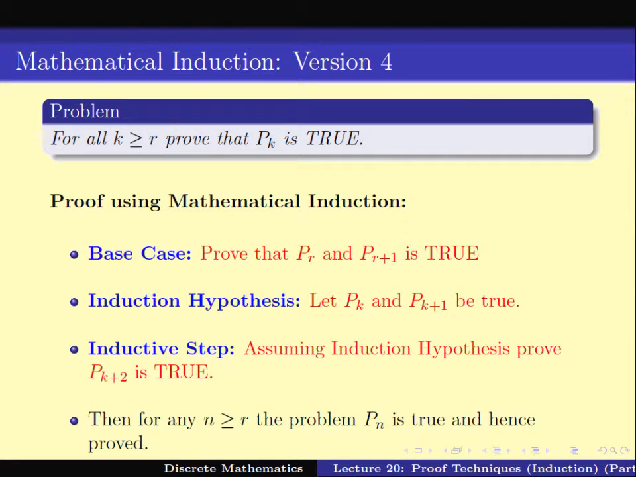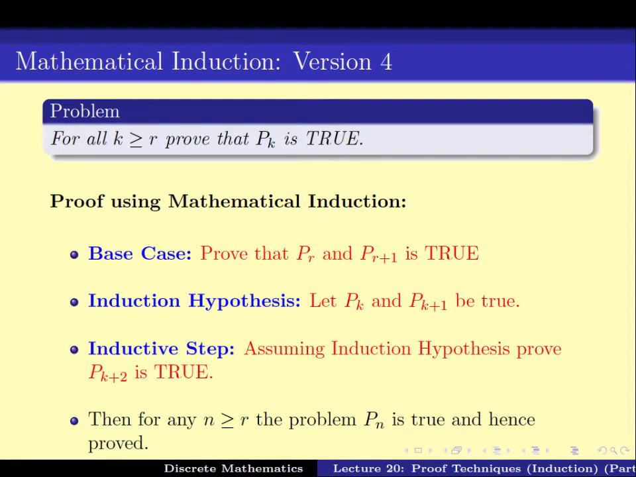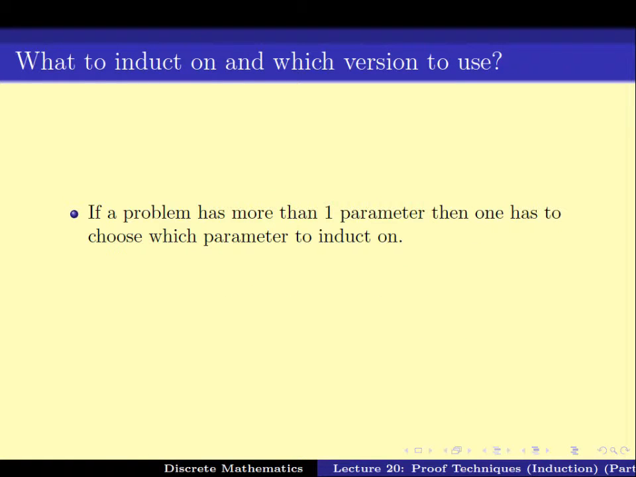Sometimes looking at the base cases and the smaller cases might also lead you to choosing the right version. We will be seeing a reasonably complicated problem today in this video lecture, and we will see how to choose the right version. Now, other than these 4 versions, one can come up with many other versions. But then there is also the question that if a problem has more than one parameter, then which parameter to induct on? And we saw in the last video that one can also induct on multiple parameters.